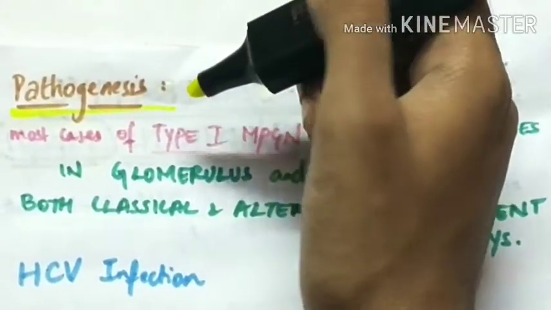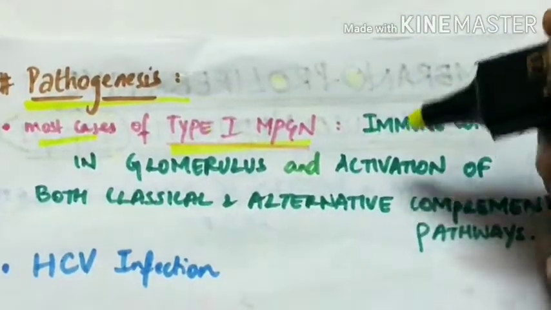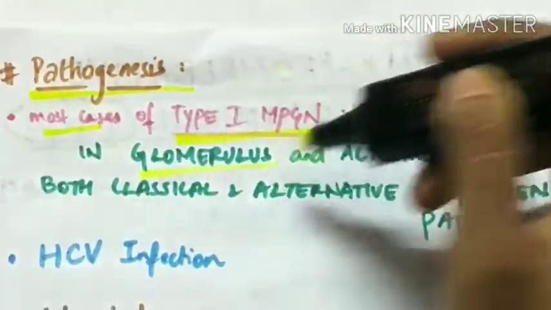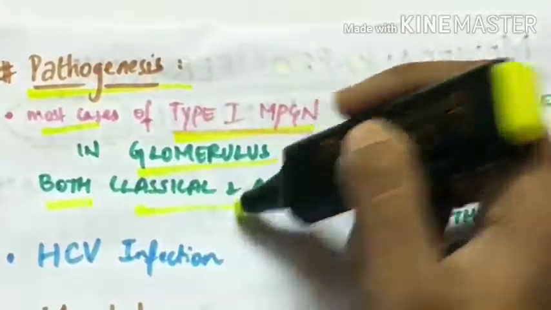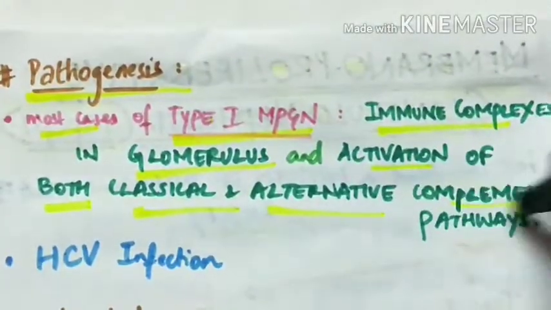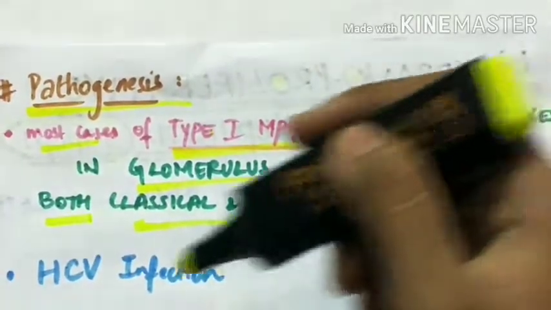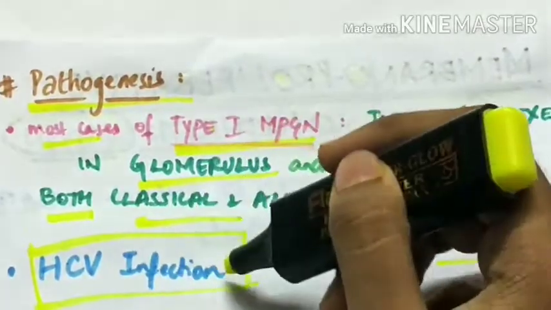Pathogenesis of MPGN. Most cases of type 1 MPGN have immune complexes deposited in the glomerulus and activation of both classical as well as alternate complement pathways. It is also most commonly associated with HCV infection, hepatitis C virus infection.